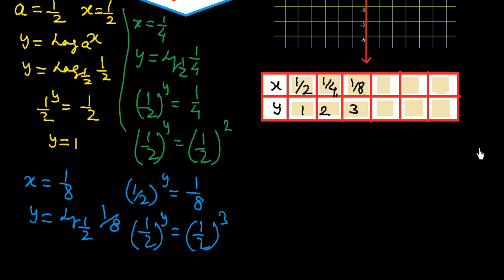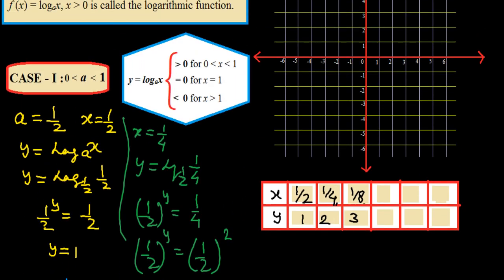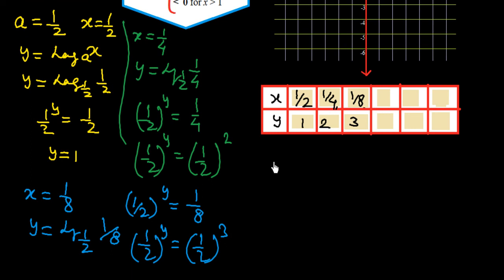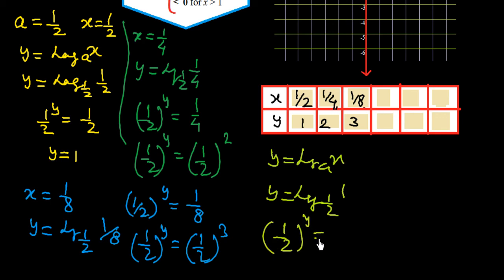Now we see another condition. If x is equal to 1, then log x base a is equal to 0. So we put x is equal to 1 here, because we know that y is equal to log x base a. So we put log x with x equal to 1, base 1 by 2. So 1 by 2 power y is equal to 1. The result is 1 if the power of any number is 0. So y is equal to 0 here. So if x is 1, y is 0.